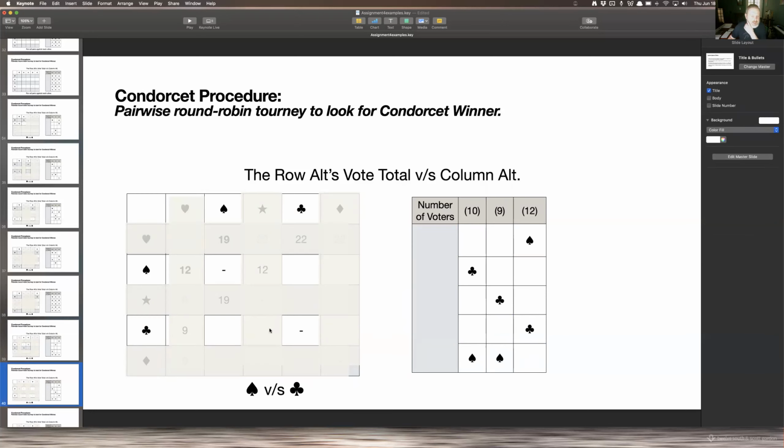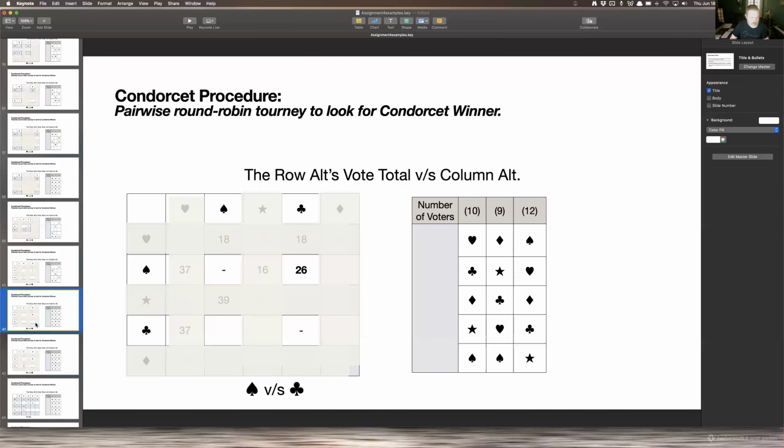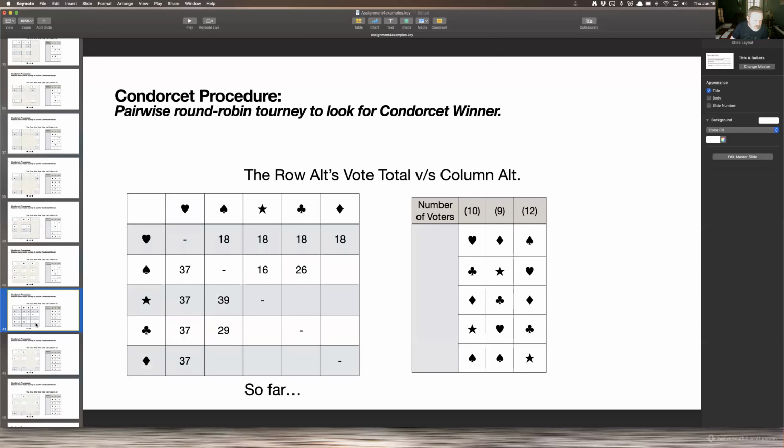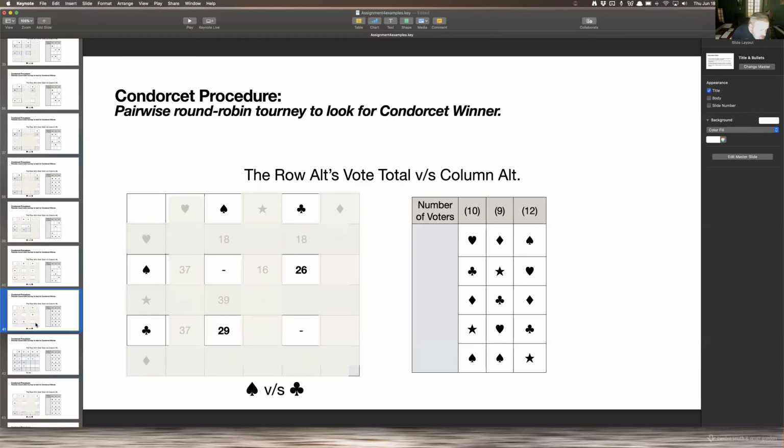So spades against clubs. How many does spades get? Looks like spades is going to get 12. And how many is clubs going to get? Clubs is going to get 19. All right, so spades against clubs is 19. Let me copy that. Only got a few more combinations to do.